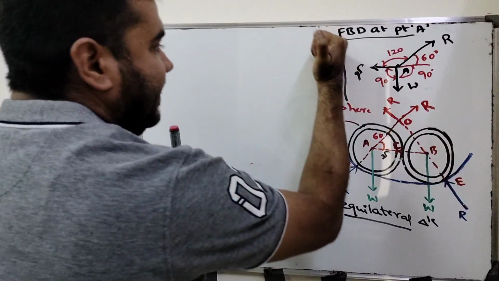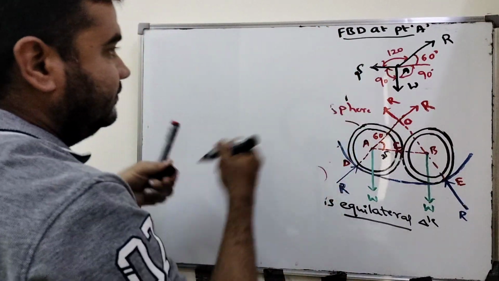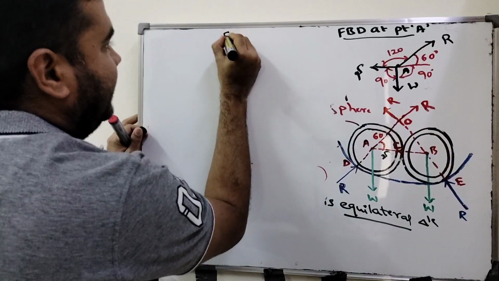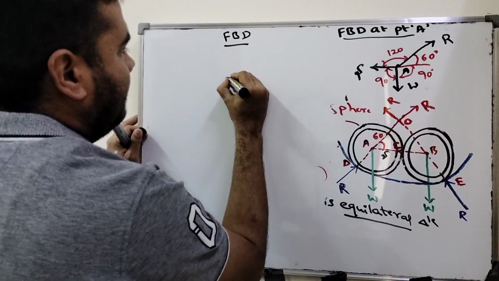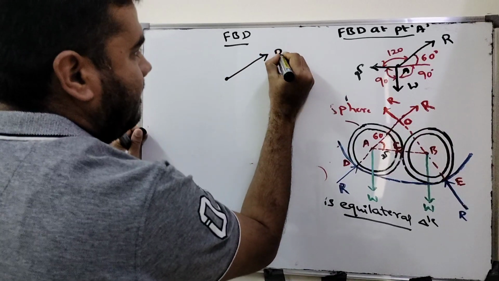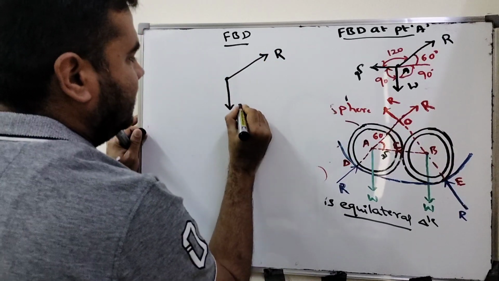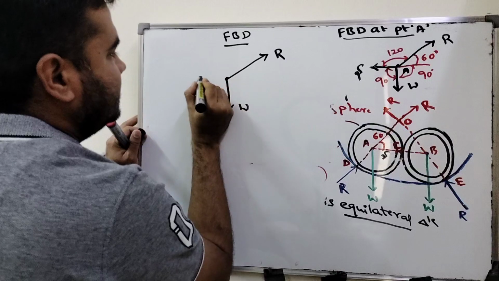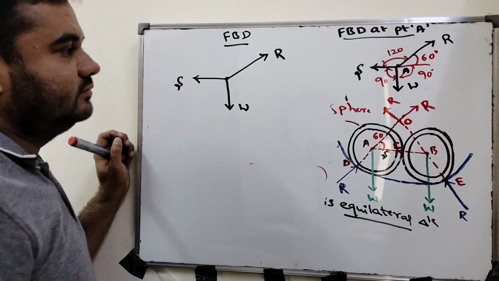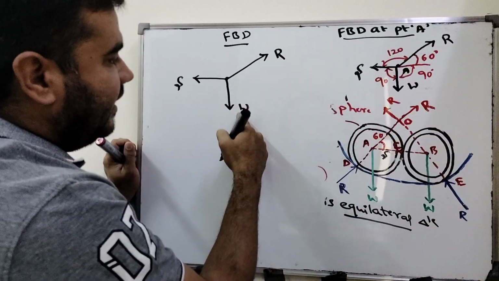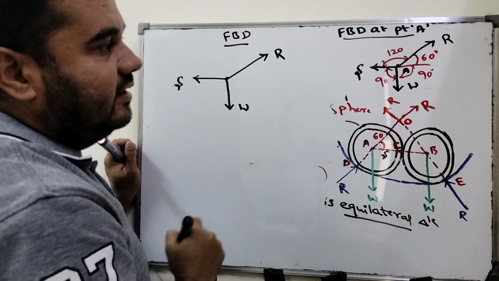I'll draw one more FBD, one more free body diagram. This is also FBD2, same for that point. This is point A. Here is the reaction, here is the downward force W, and one more is the reaction between the spheres. So now tell me, between R and W, how much is the angle?